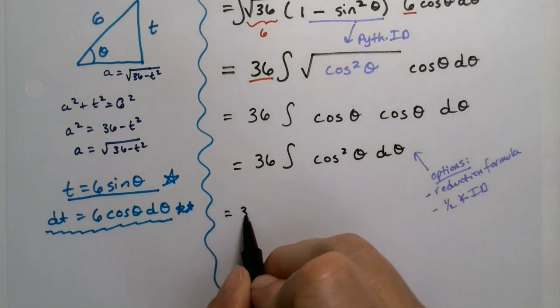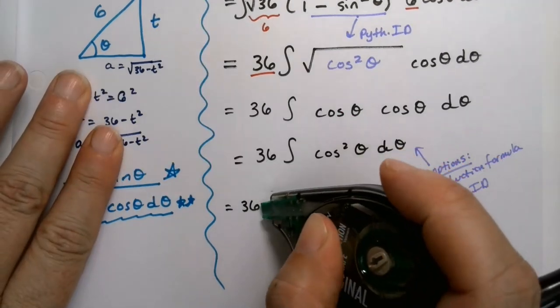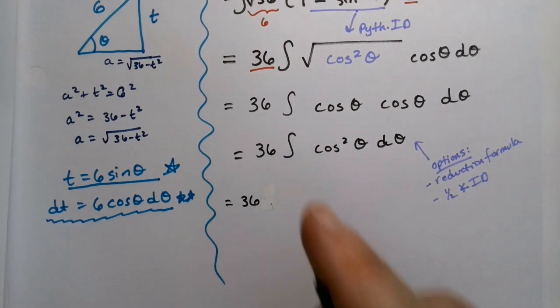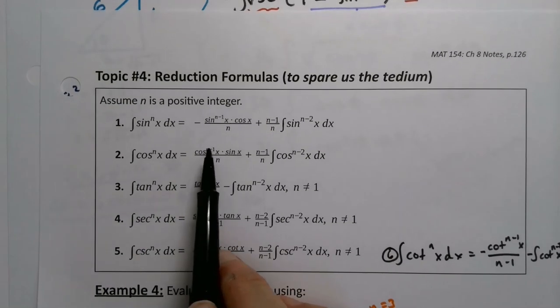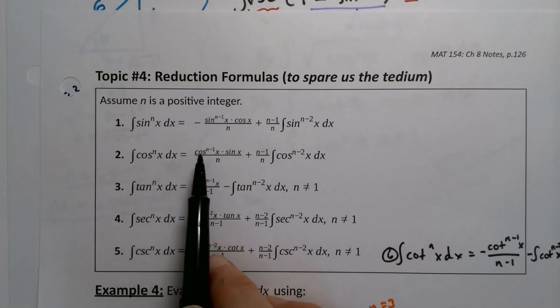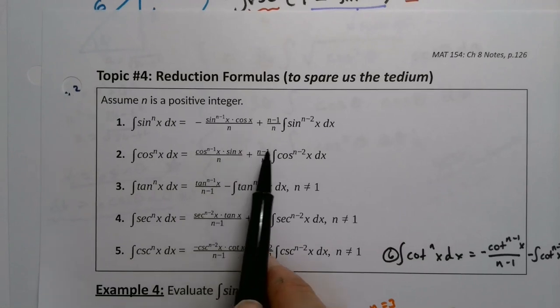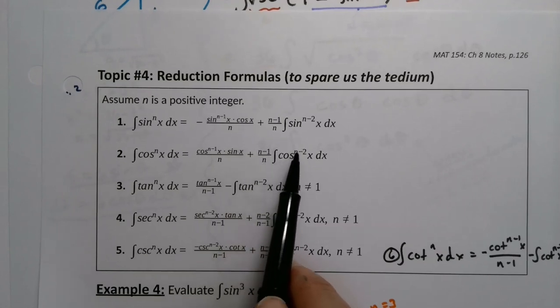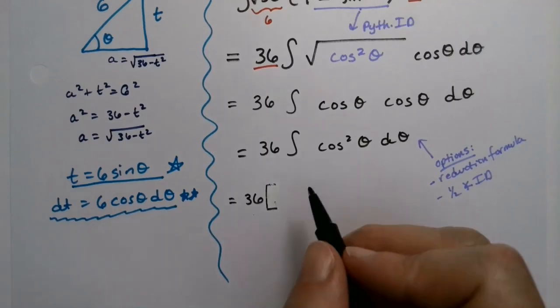So this will be 36 integral of, oh no, sorry, I'm taking the integral, so I don't need it anymore. All right, 36 times. Let's look at that reduction formula. It says we'll take cosine to the n minus 1. Well, n for me is 2. So it'll be cosine of x sine of x over n, which was 2, plus 1 over 2 integral cosine to the 0. Well, cosine of the 0 doesn't exist, right? So let me write that.